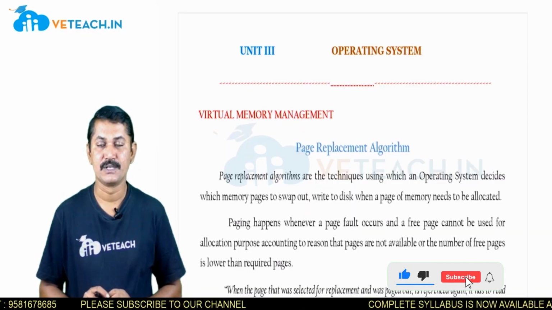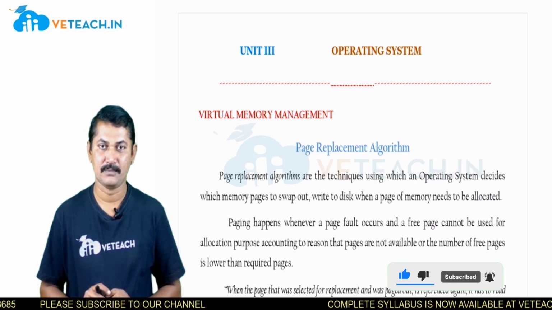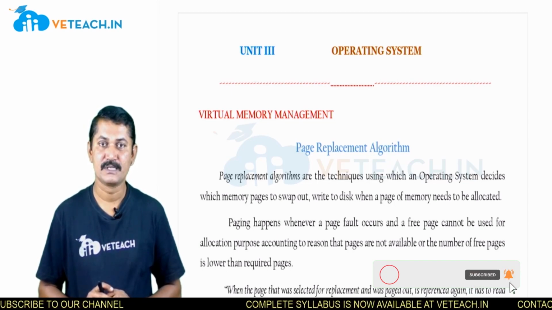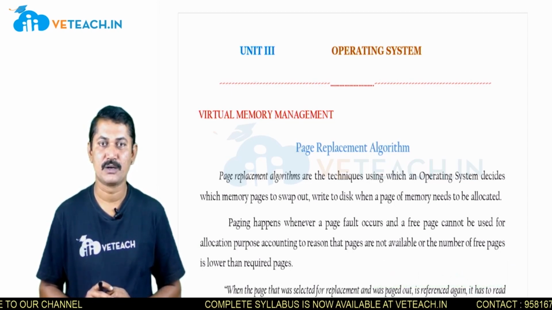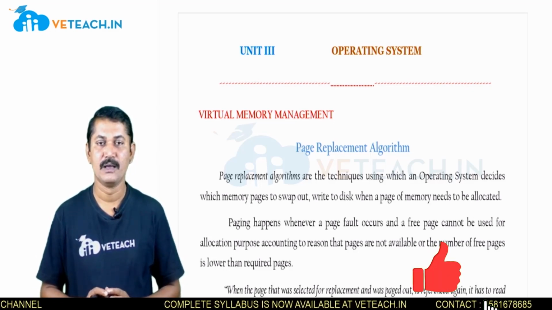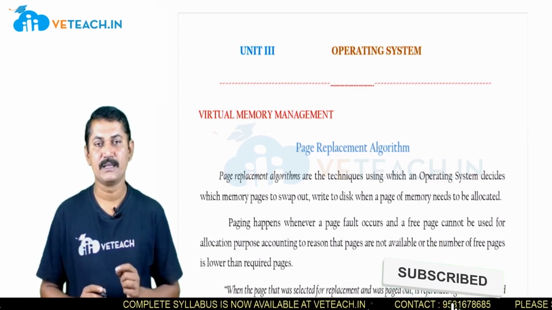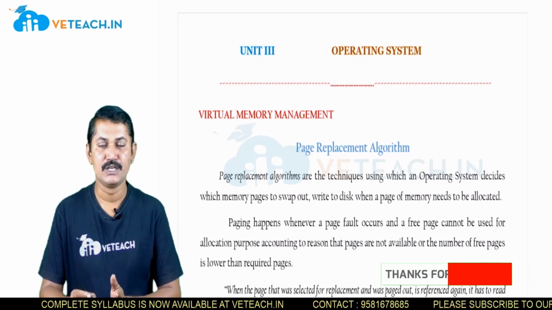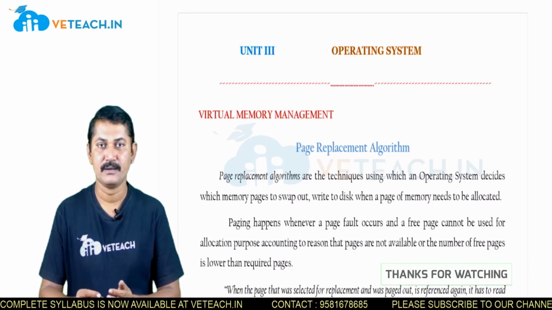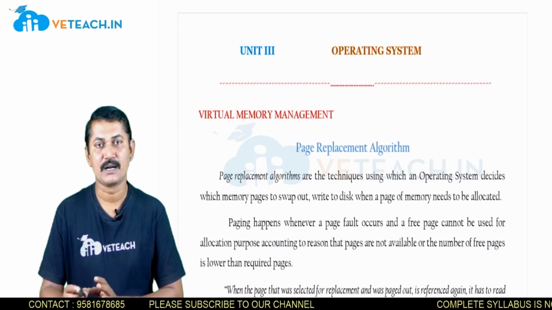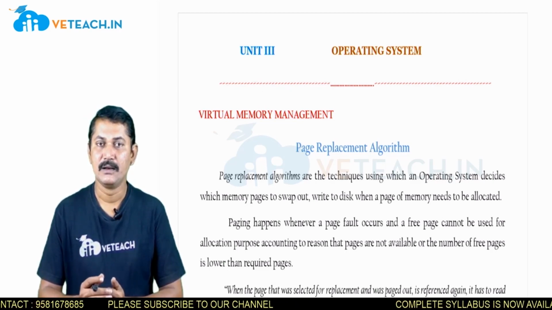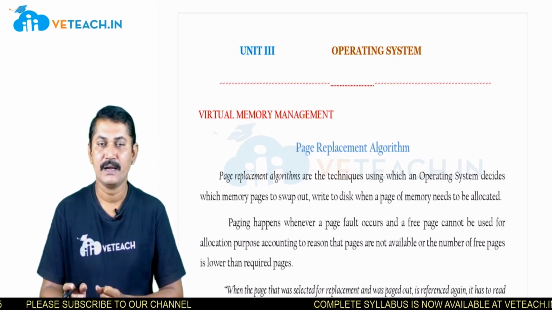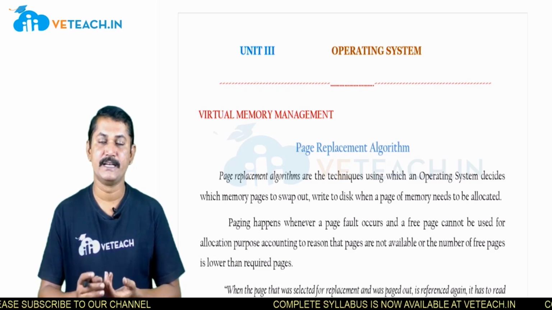Today our topic under virtual memory management is the page replacement algorithm. As the term indicates, it is an algorithm. We are going to make a sequence of instructions to control the paging system in an efficient manner. Paging becomes efficient when pages are swapped out and swapped in properly. Swapping out means the pages that are not required under execution need to be replaced, loaded onto the disk, and another page has to be allocated in the memory.